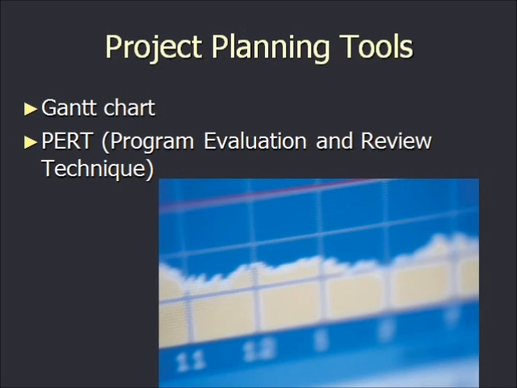A Gantt chart is a graphic scheduling technique that allows the activity to be scheduled on the vertical axis and necessary completion dates on the horizontal axis. A PERT is a flow chart for managing large programs and projects that shows the necessary activities with estimates of the time needed to complete each activity and the sequential relationship of activities.